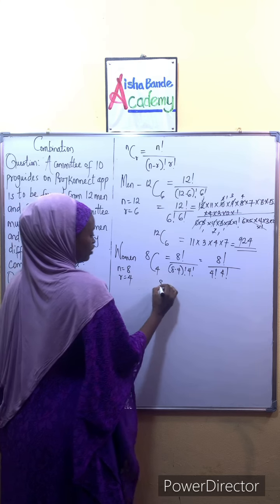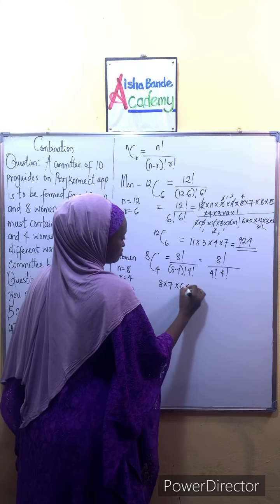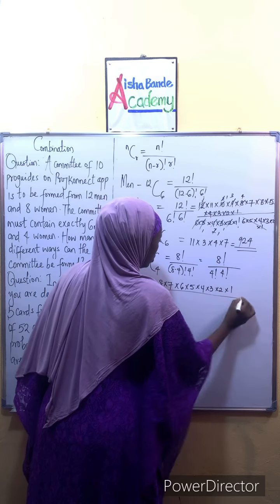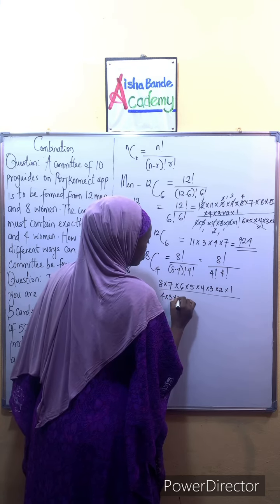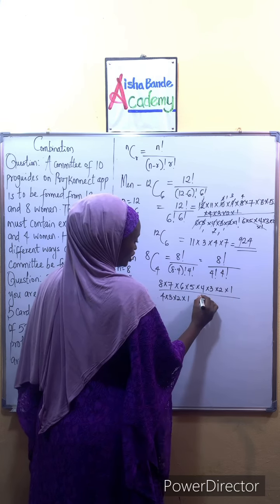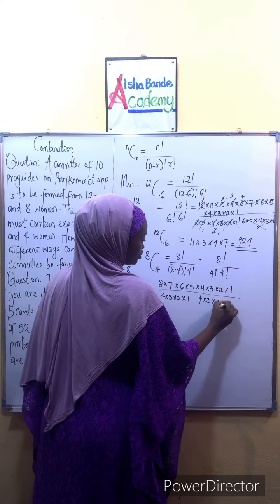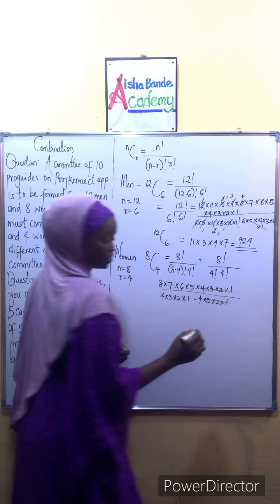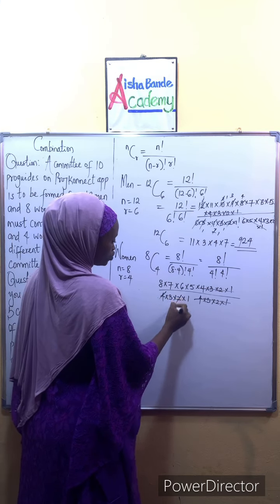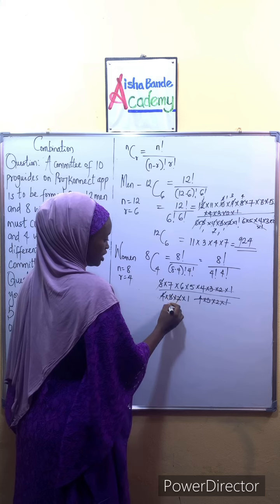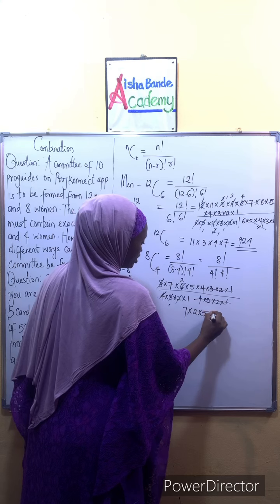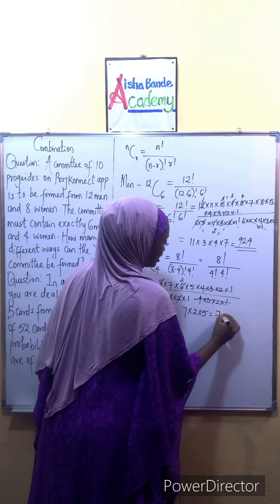Okay, so here we have 8 times 7 times 6 times 5 times 4 times 3 times 2 times 1, all divided by 4 times 3 times 2 times 1. Then this 4 factorial here becomes 4 times 3 times 2 times 1. So this cancels the whole of this, right? So we are left with 4, 2 cancels out this 8, 3 here, 1, 3 here, 2. So we are left with 7 times 2 times 5, and this gives a value of 70.